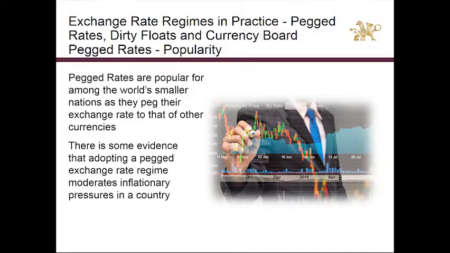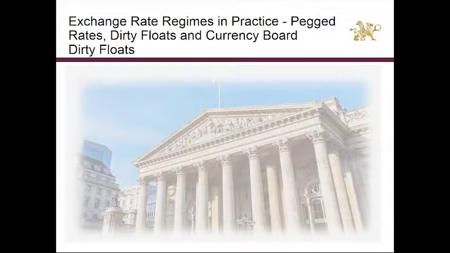There is some evidence that adopting a pegged exchange rate regime moderates inflationary pressures in a country. However, many countries operate with only a nominal peg and in practice are willing to devalue their currency rather than pursue a tight monetary policy. In some instances, it can be very difficult for a small country to maintain a peg against another currency if capital is flowing out of the country and foreign exchange traders are speculating against the currency. There are benefits nonetheless to smaller countries using a pegged rate.